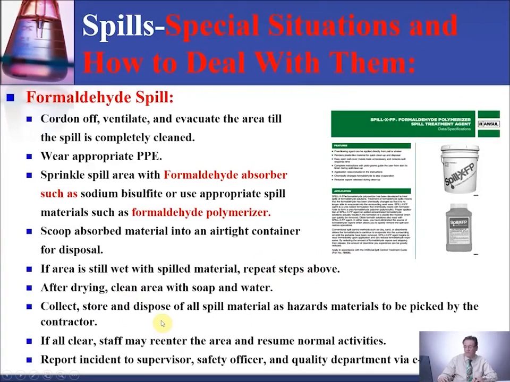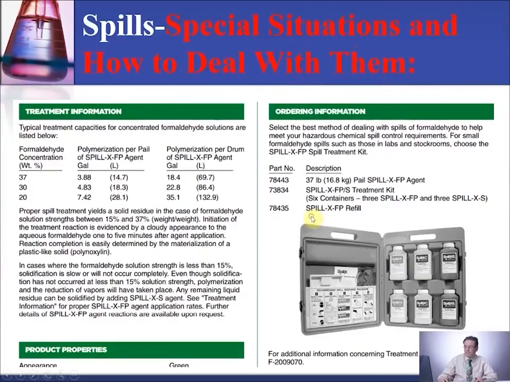Collect, store, and dispose of all spilled material as hazardous material to be picked up by the contractor. If all clear, staff may re-enter the area and resume normal activities. Report the incident to your supervisor, safety officer, and quality department via EOVR. This is an example of a formaldehyde spill kit. Here it is.